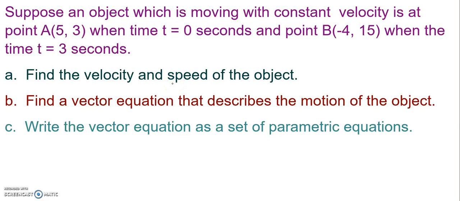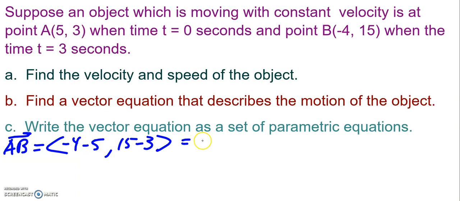So what do we need to do first? Great question. Any ideas? Okay. Well, we need to find the vector. So what is vector AB? Well, if I know the two points, negative 4 minus 5, comma 15 minus 3, this will be negative 9, 12. The problem is, though, that's after 3 seconds. We need to find the rate of change per second, right? Because whenever we talk about a speed, it's always per unit time, not per 3 seconds.